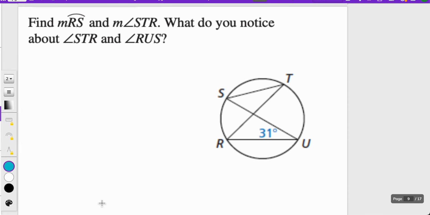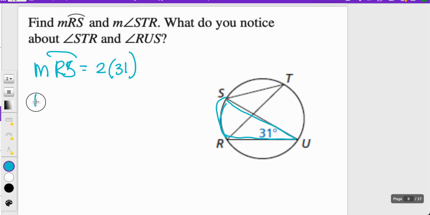Next up, we've got an example here, and it says, find the measurement of arc RS and the measurement of angle STR. What do you notice about the angle measurements of STR and RUS? So the arc measurement of RS, let's start here. Here's RS, and it's being intercepted by this angle here, which means I can find the measurement of arc RS by doubling 31 degrees. So the measurement of arc RS is 62 degrees.